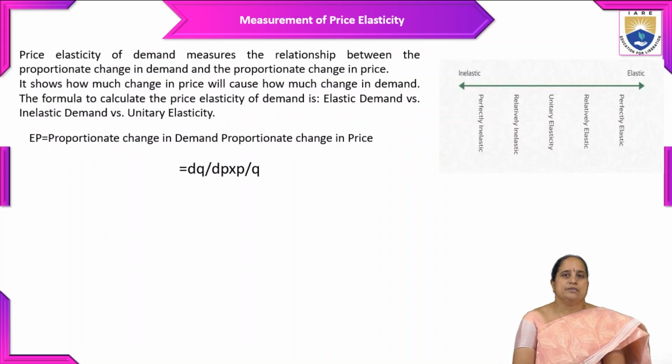Price elasticity of demand measures the relationship between the proportionate change in demand and the proportionate change in price. It shows how much change in price will cause how much change in demand. The formula to calculate the price elasticity of demand is the proportionate change in demand divided by the proportionate change in price. We will look at elastic demand versus inelastic demand versus unitary elastic.